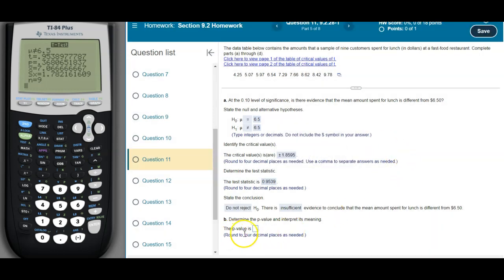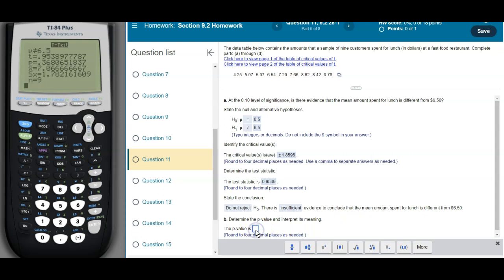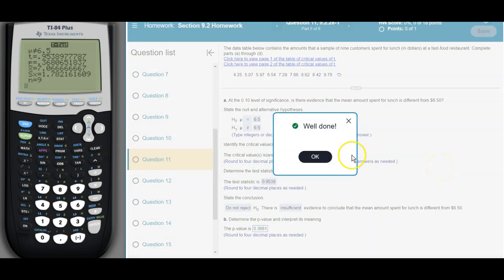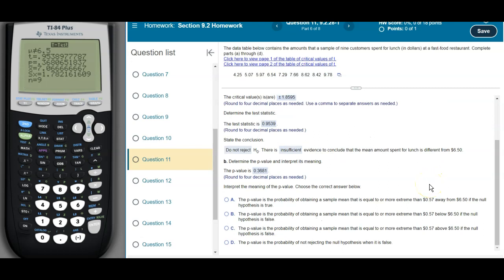So now we are looking for the p-value, and actually here we have the p-value, that's the second one, p equals 0.36806. Again, we need to round it. So 0.3681, and the calculator is taking into consideration that it's two tails, so it's giving you already the p-value, not the p over 2. All right, so let's check it again. All right, we're done.